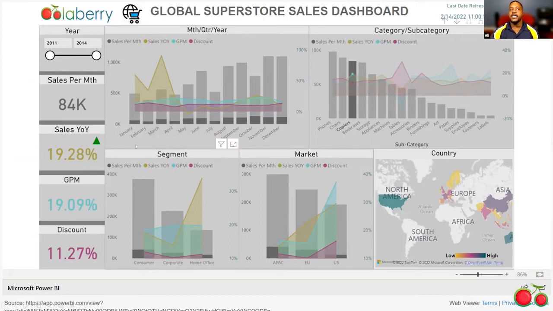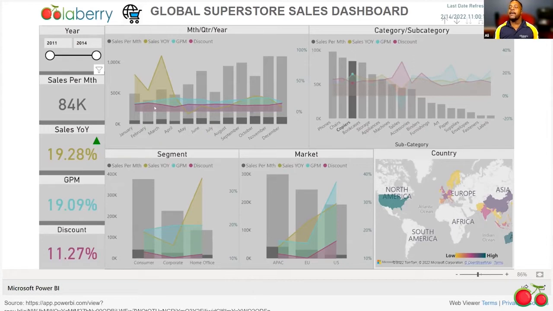Now, let's take a look at our year over year. Somebody tell me what the highest year over year month is for copiers. March. March, exactly. And somebody tell me what the lowest is. May. May, absolutely. So now you can see that sales year over year is kind of fluctuating, but you can see that gross profit margin is not really moving. It's like a flat line. Discount is like a flat line.